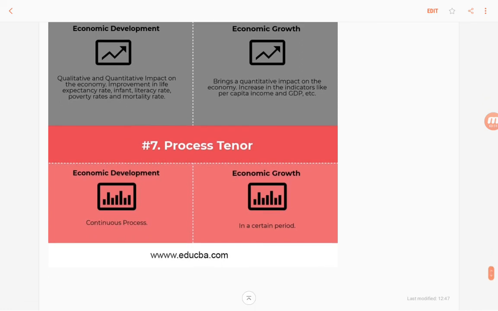This infographic was obtained from edukba.com.